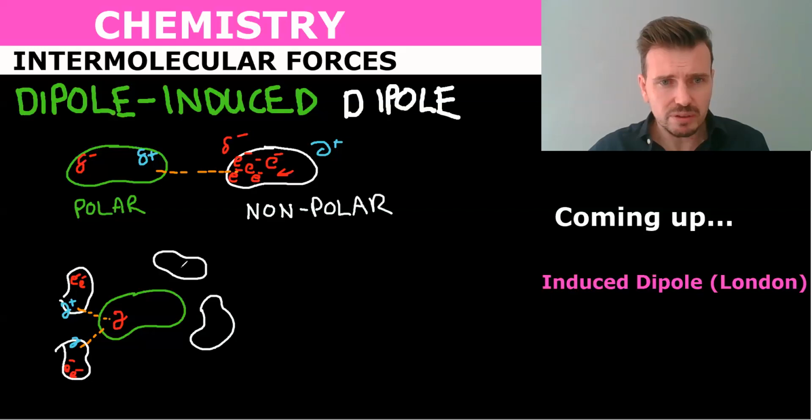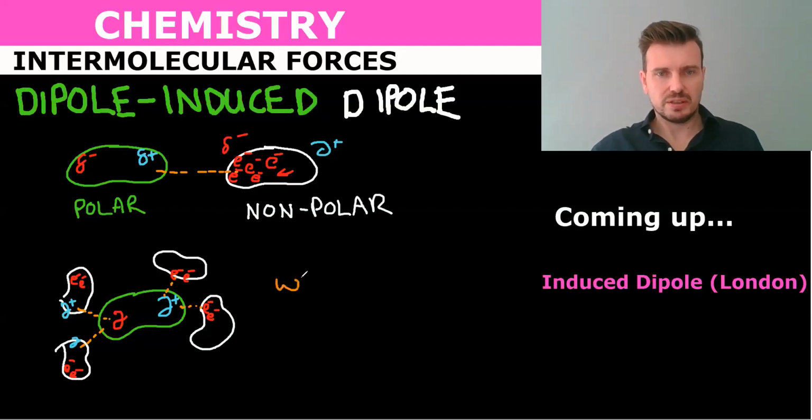And so let's have a look here. This is now the positive side. And so that's going to attract electrons. And so we have this temporary pole here. And so these are weak forces.